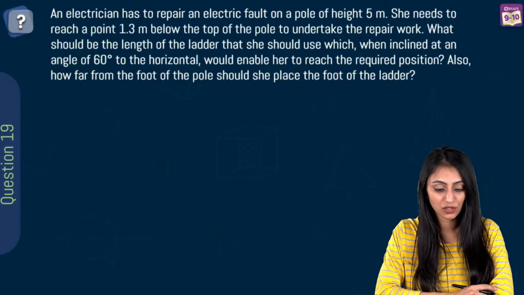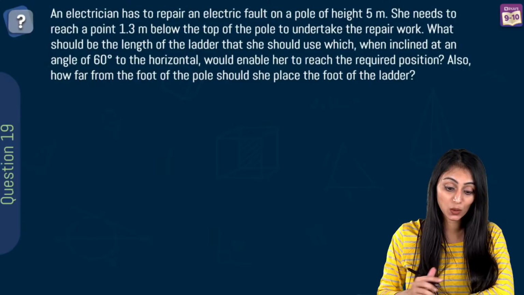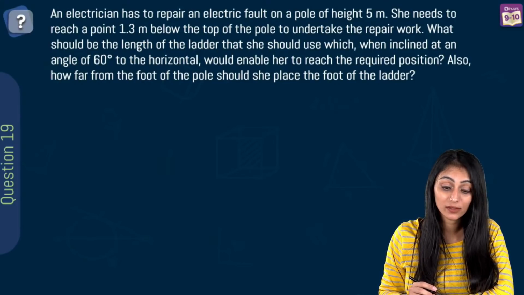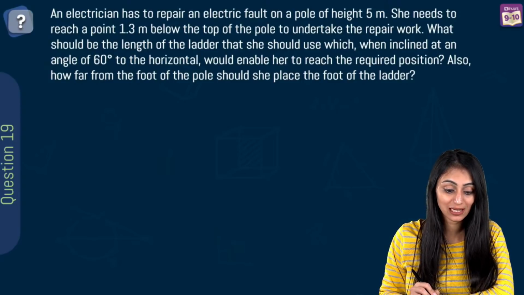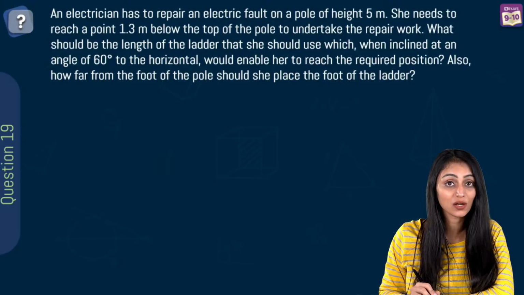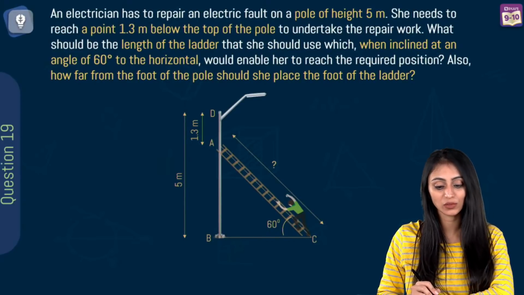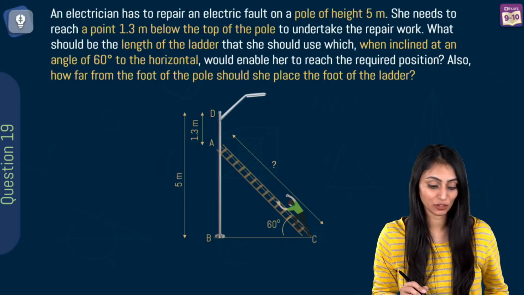Electrician has to repair an electric fault on a pole of height 5 meters. She needs to reach a point 1.3 meter below the top of the pole to undertake the repair work. What should be the length of the ladder that she should use, which when inclined at an angle of 60 degree to the horizontal would enable her to reach the required position? Also, how far from the foot of the pole should she place the foot of the ladder?